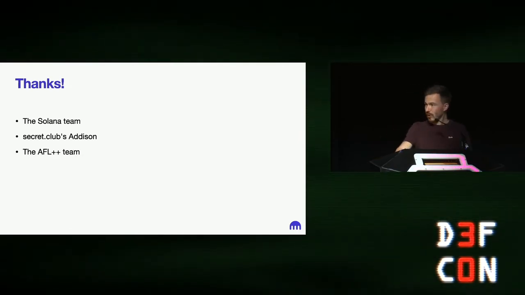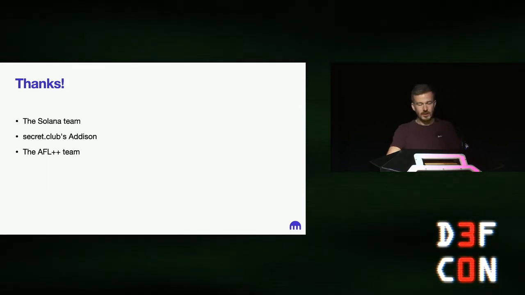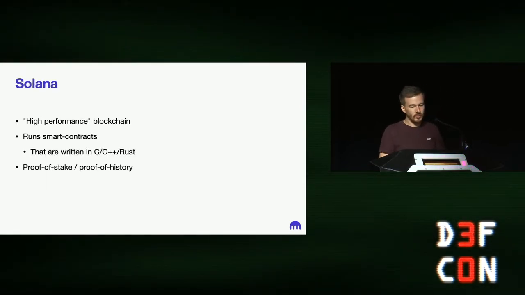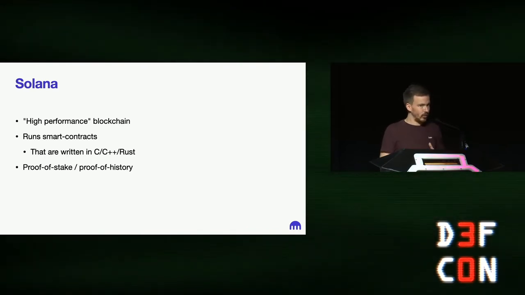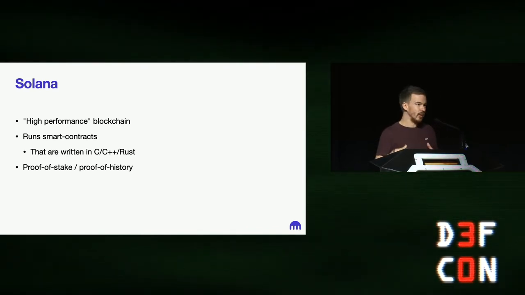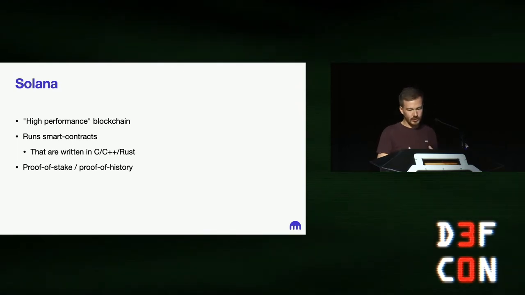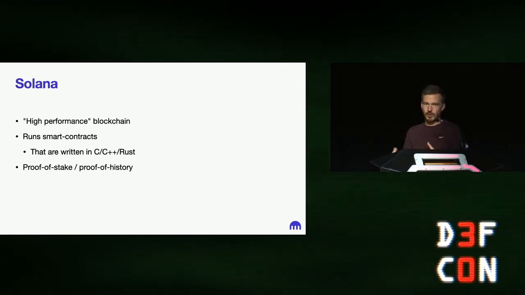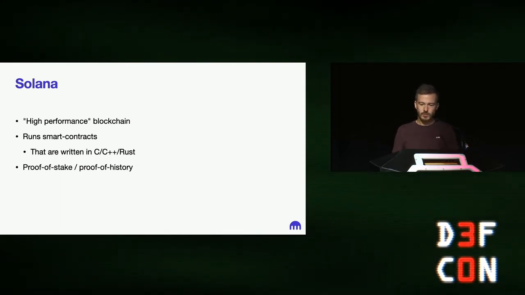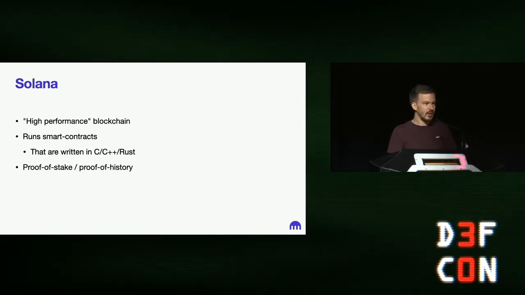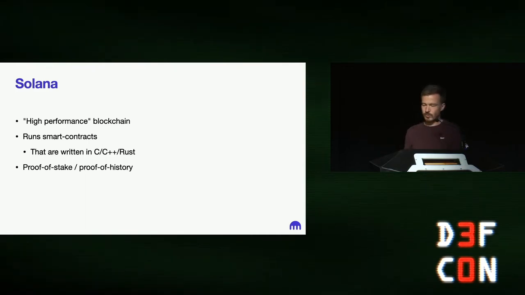Now, before we get into the fuzzing part, let's quickly talk about Solana. Solana describes itself as a high-performance blockchain, which means one of their main goals is to execute as many transactions per second as possible. If you look at, for example, Ethereum, you normally execute a couple of transactions per second, but on Solana, the goal is thousands of transactions per second.